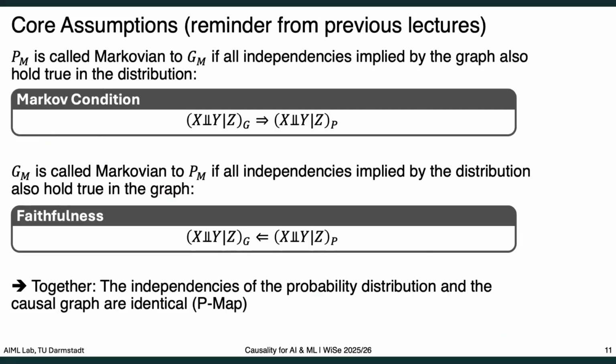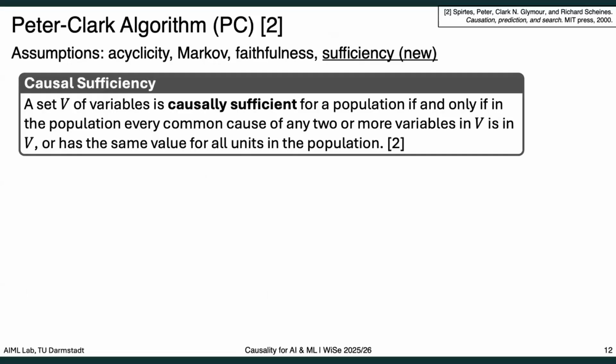Okay, might be the last reminder. You had heard about these assumptions before. The Markov condition tells us that any independency in the graph must be an independency in the probability distribution. Faithfulness tells us the other way around. If we put both of these together, assume that both of them are true, then we have what's called a P-map, meaning that the independencies of data and graph are completely shared. These seem like two very useful assumptions if we do causal discovery that way, and that's why the algorithm that I'm presenting now, the Peter-Clark algorithm, or PC for short, assumes those to be true.